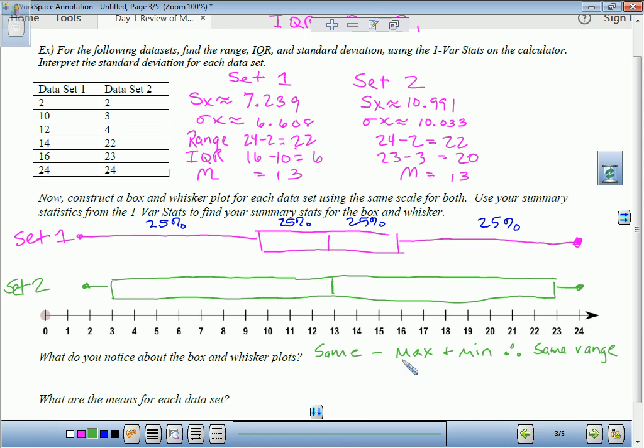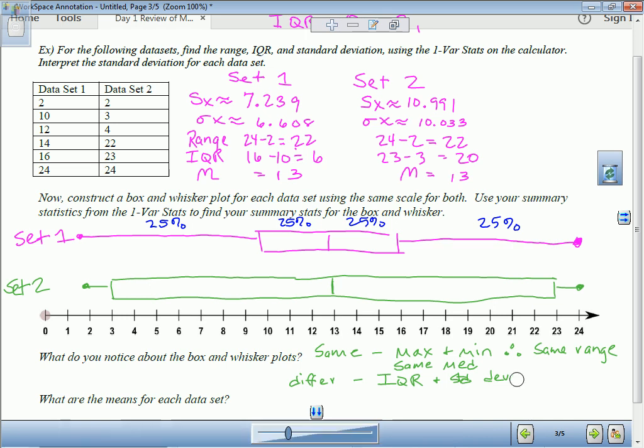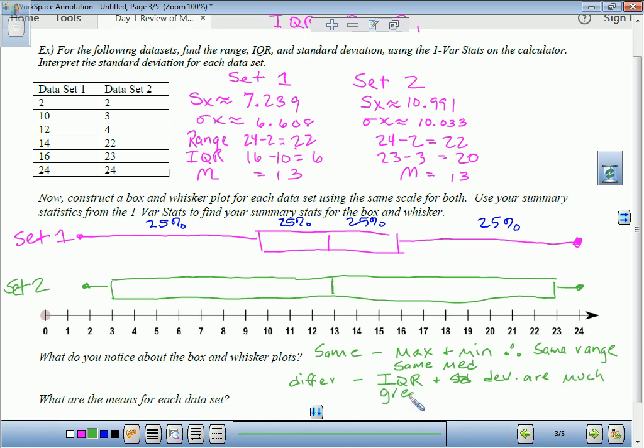Okay, and they also have the same median. But where they differ is in their IQR and their standard deviation. Okay? Because the IQR and standard deviation are much greater in data set 2. And we can see that looking at the data.